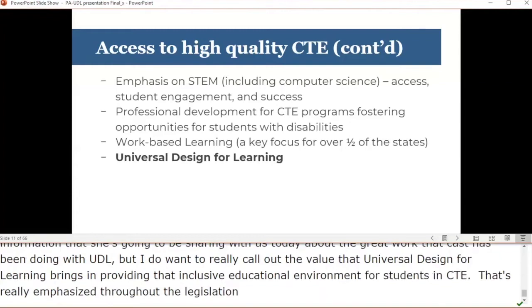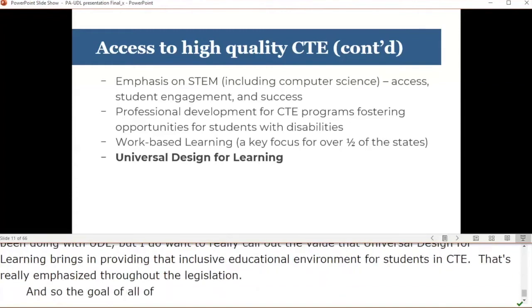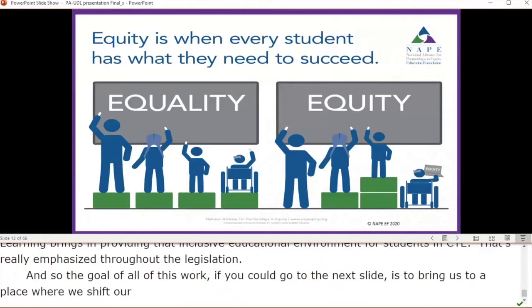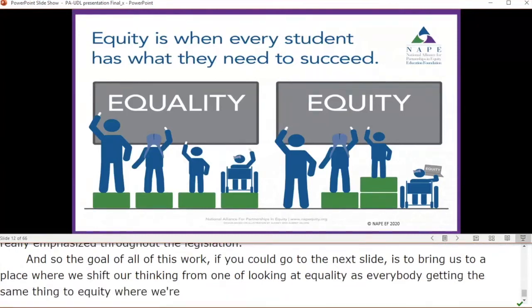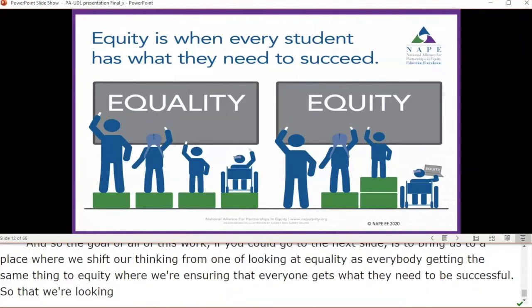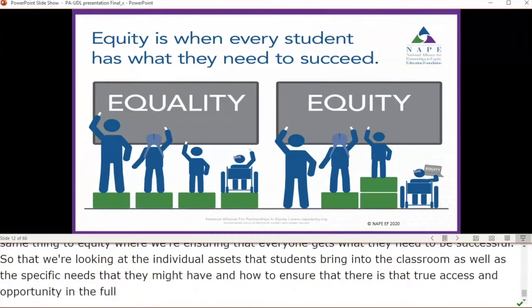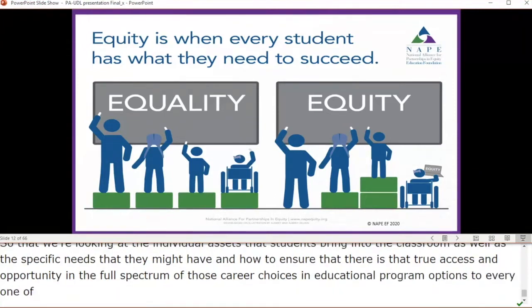And so the goal of all of this work, if we could go to the next slide, is to bring us to a place where we shift our thinking from one of looking at equality as everybody getting the same thing, to equity, where we're ensuring that everyone gets what they need to be successful, so that we're looking at the individual assets that students bring into the classroom, as well as the specific needs that they might have, and how to ensure that there is that true access and opportunity in the full spectrum of those career choices and educational program options to every one of our students, and especially to youth and adults with disabilities.